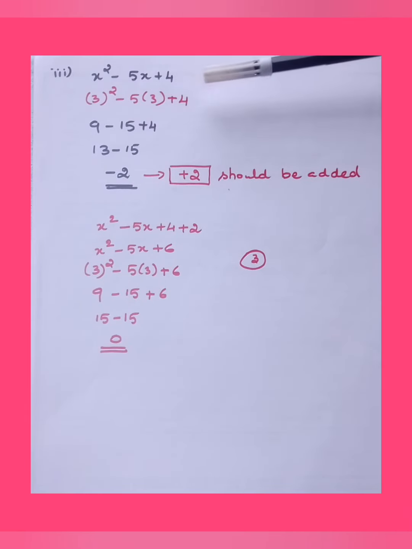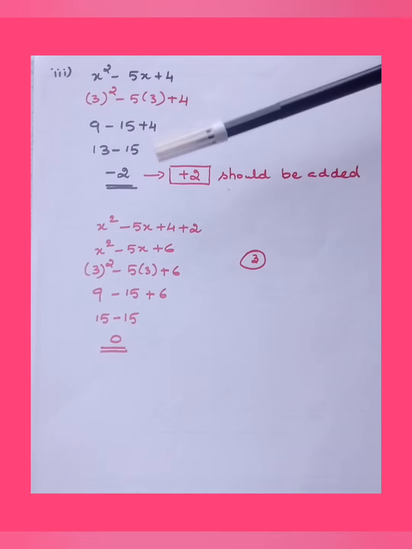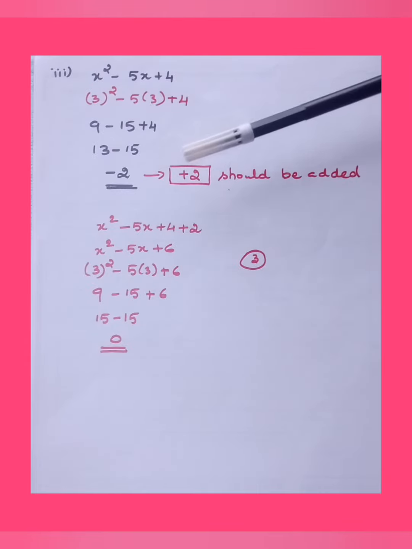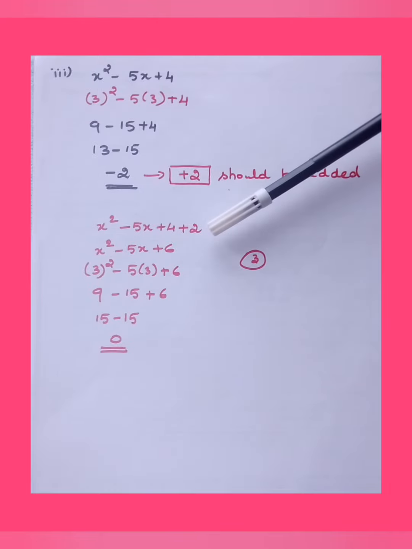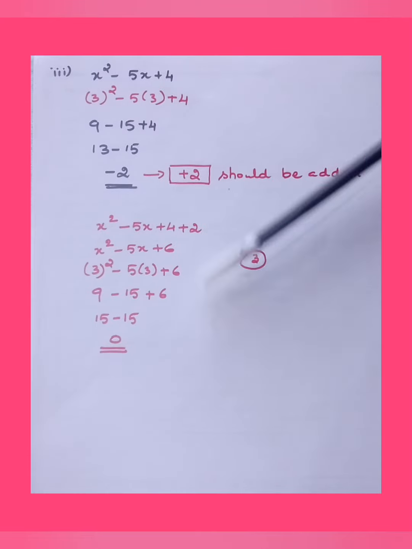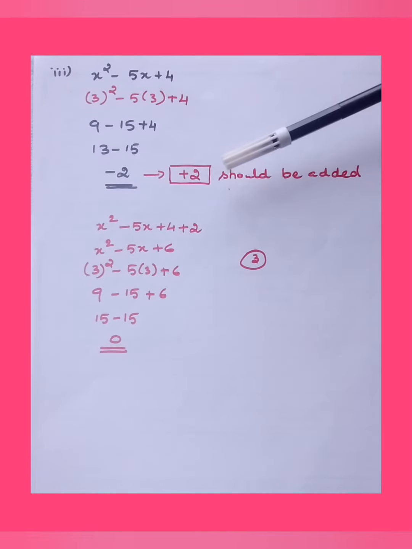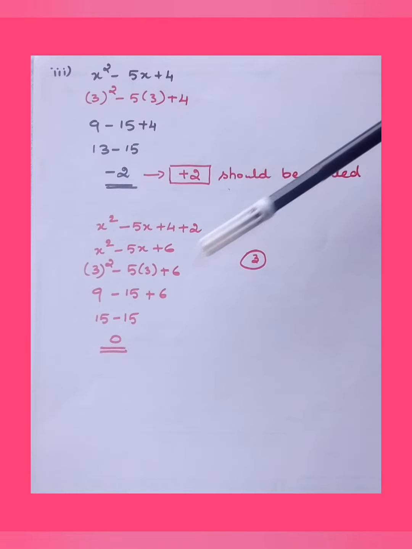So consider the given polynomial x square minus 5x plus 4. Substitute the value of 3 first without adding any number. So you will get a number. And change the sign and add that number. You get minus 2 as the number. So change the sign of this number, minus 2 becomes plus 2. So when you add plus 2 to the given polynomial and then substitute the value of 3, you will get the answer as 0. Therefore, plus 2 is the number to be added to the given polynomial so that it gives 3 as the zero of the polynomial. Okay, you can work out this kind of sums.